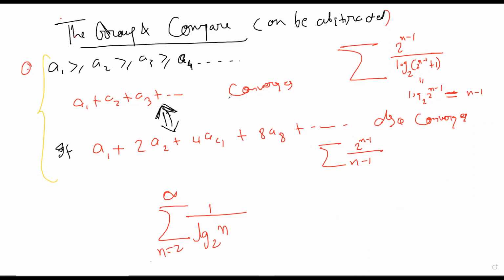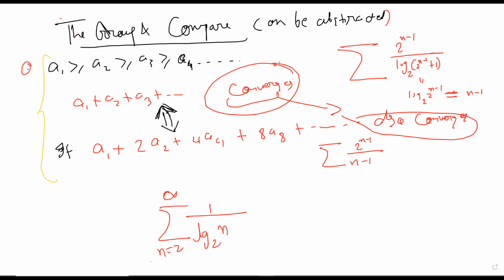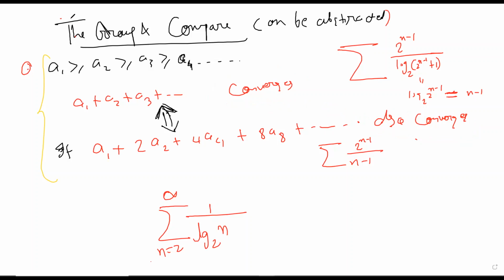Because see, if this converges, it implies this converges, right? So it means that if this diverges, that has to diverge, right? Because if that was converging, then this would also converge, but we assume that it diverges. So now, if A is equivalent to B, then negation of A is equivalent to negation of B.